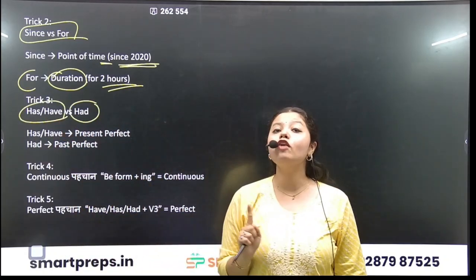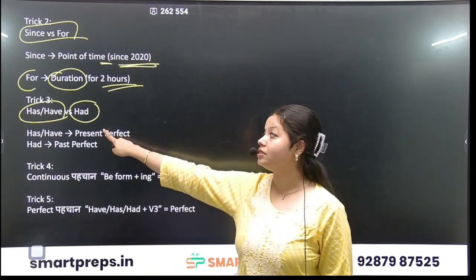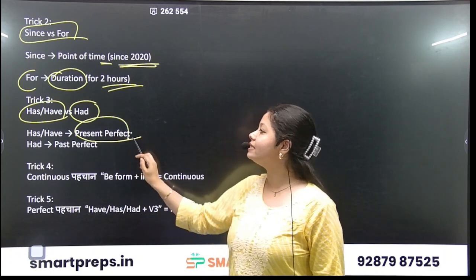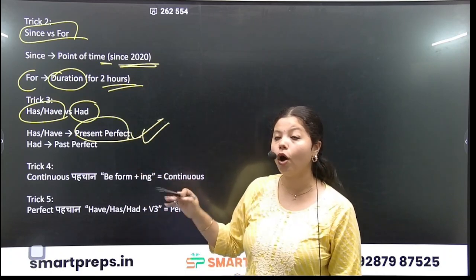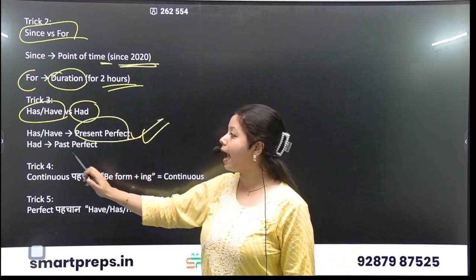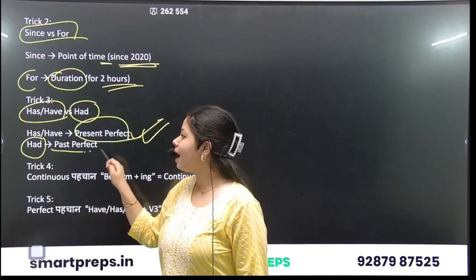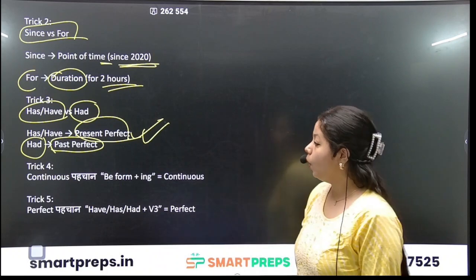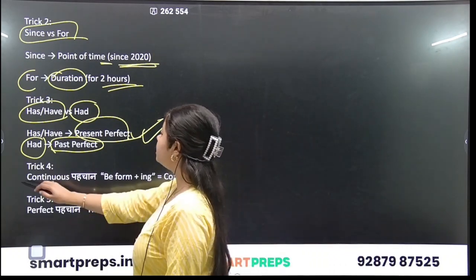Now trick 3 is has or have versus had. Most of our students get confused at this point. Has or have will always be used in present perfect tense. Whenever we are using had, it means what? Past perfect. Had means past perfect.